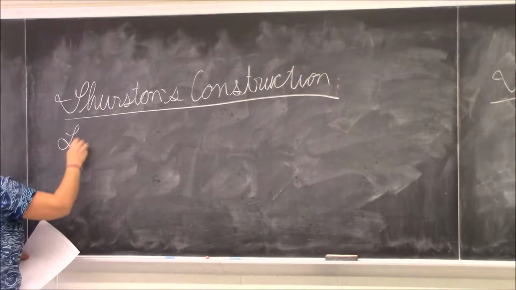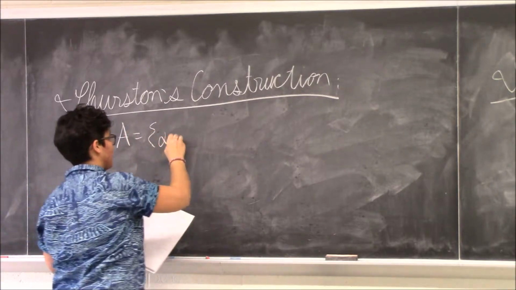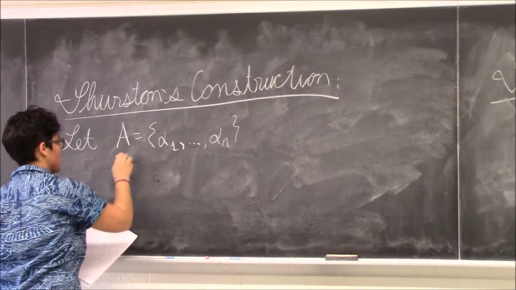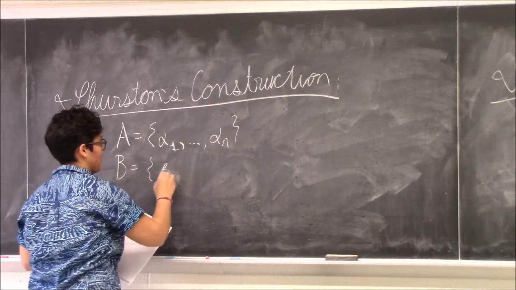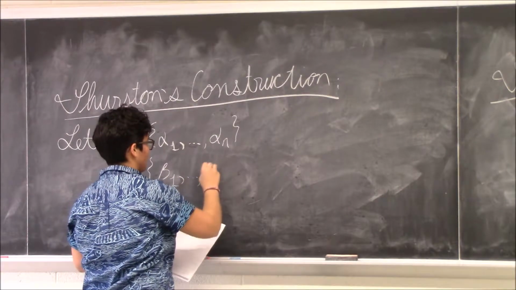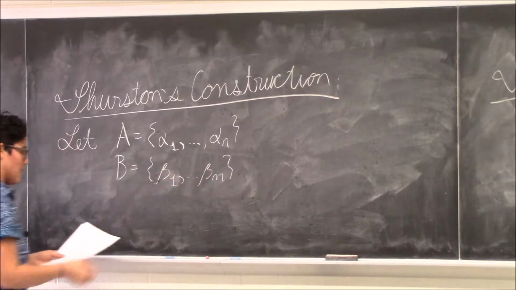So Thurston's construction is going to rely on building these pairs of filling multi-curves. So we'll have a multi-curve A, a multi-curve B. What do I mean by this? I just mean these are going to be our simple closed curves, which are pairwise disjoint. These are pairwise disjoint here.